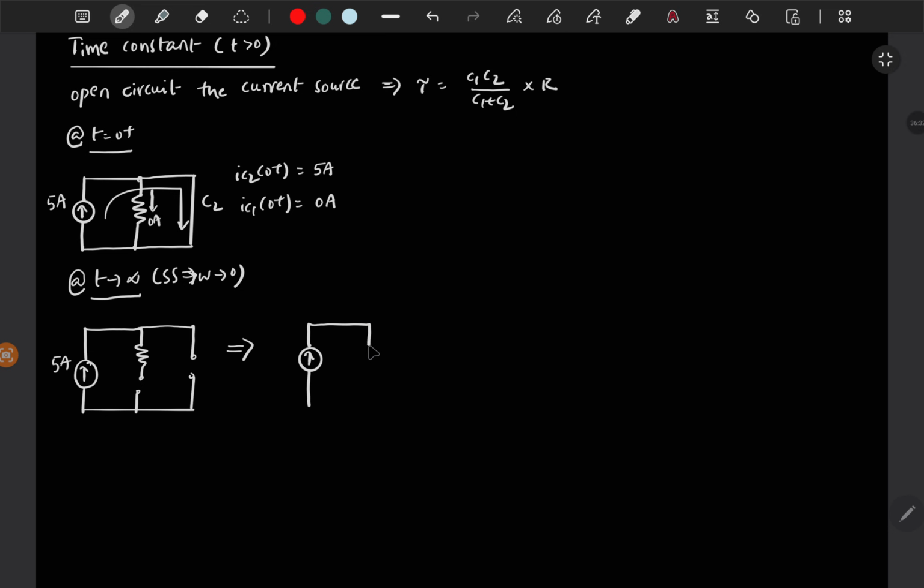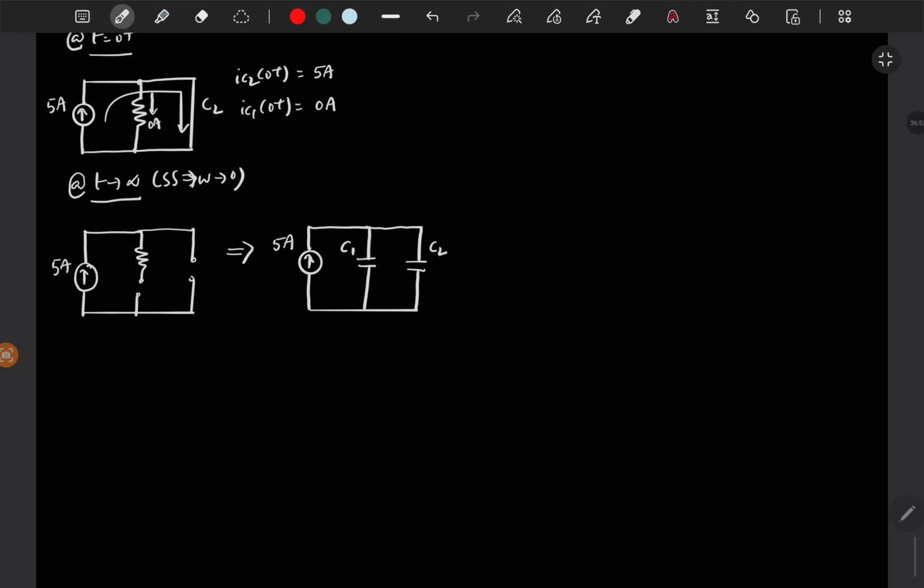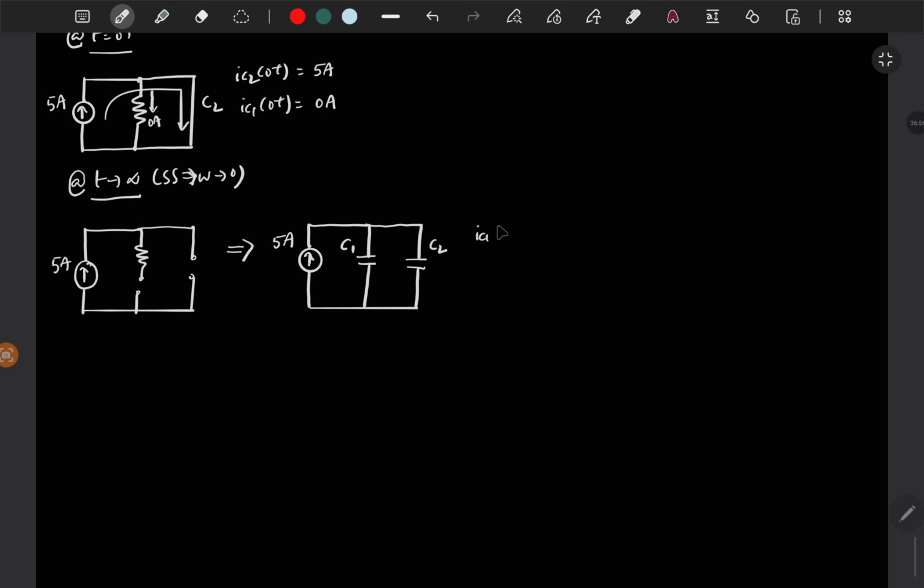So 5 amps and a high impedance path and one more high impedance path. So there are two high impedance paths, and that impedance depends on C1 and C2. So now, depending on C1 and C2, the current will divide at steady state. So IC1 of infinity is 5 times C1 by C1 plus C2, and IC2 of infinity is 5 times C2 by C1 plus C2.